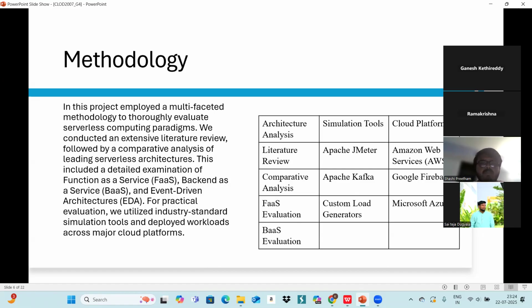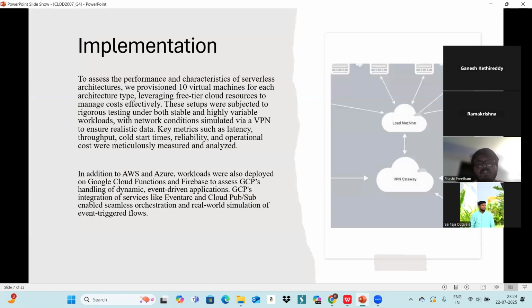Now let's talk about the implementation. They used three identical workloads: a REST API, an image processing job, and an event-driven notification system. These workloads were then deployed across AWS Lambda with API Gateway and S3, Azure Functions with Blob Storage and Event Grid, and Google Cloud Functions, Firebase, and Cloud Run using Pub/Sub and Eventarc. For consistency, the same language runtime like Node.js, same function logic, and same event triggers were used.